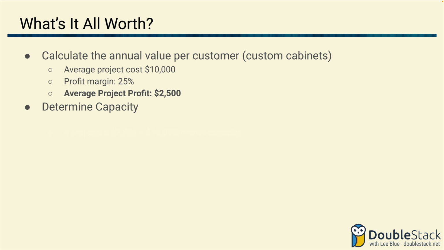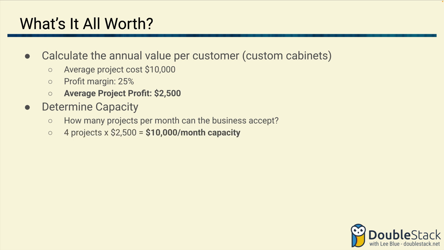So the next thing to do is to determine the capacity. And so I want to know how many projects per month can the business accept, because it's not infinity, right? It's maybe 4 projects per month at a profit margin of $2,500. And then that would be $10,000 per month in capacity in terms of the money that my client's going to put in her bank account. And that's really helpful to know because you can buy too many ads and drive too many leads, and that really cranks up the cost of acquisition and lowers your return on investment, which is something that we don't want to do. We don't want to hit the ball too hard.